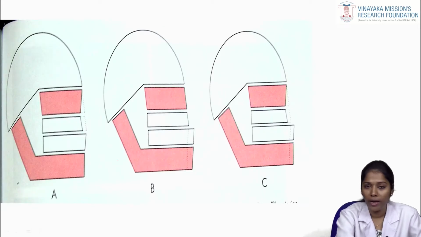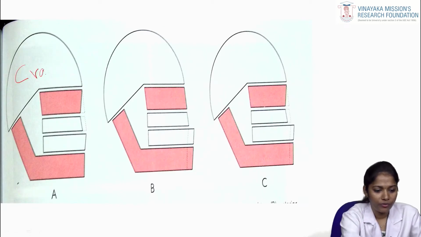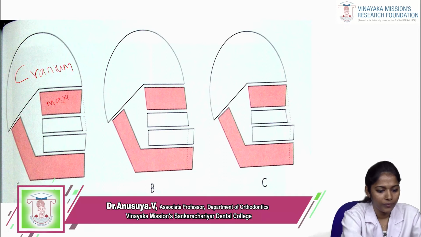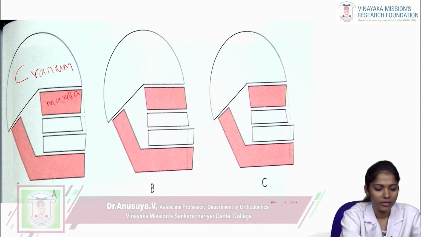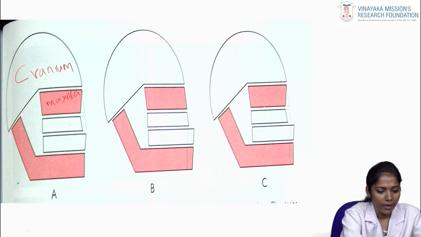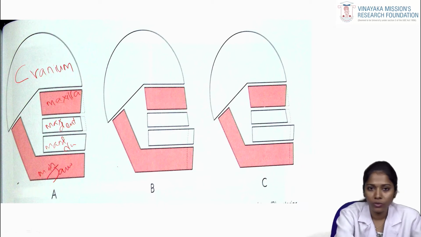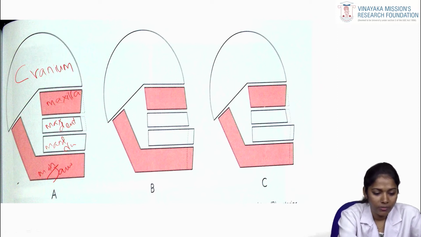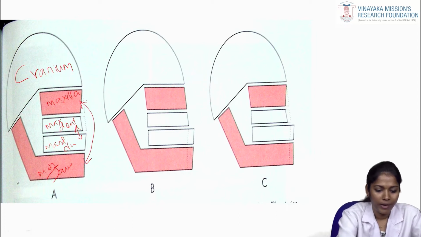As you can see in diagrams A, B, C, here we have this portion which is the cranium, and this portion is your maxillary base, depicted in slight peach color. Then we have the white portion in the maxilla, which is your maxillary dentition. Then we have your mandibular dentition and your mandibular jaw base. So we have almost 5 portions that have to be related to each other: the cranium to the maxilla, the maxilla to the maxillary dentition, the maxillary dentition to the mandibular dentition, and the maxillary jaw base to the mandibular jaw base.